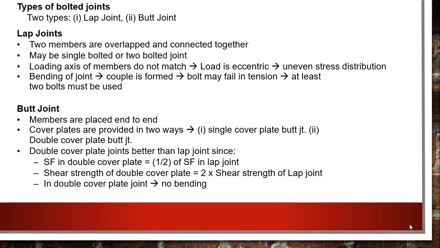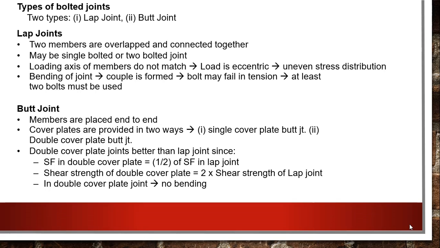So the next is the butt joint. Members are placed end to end. The cover plates are provided in two ways, that is the single cover plate butt joint and the double cover plate butt joint. A double cover plate joint is better than the lap joint, since the shear force in a double cover plate is half of the shear force in a lap joint. The shear strength of a double cover plate is equal to 2 times the shear strength of a lap joint. So in a double cover plate joint no bending occurs. So basically this is the advantage of the butt joint over the lap joint.